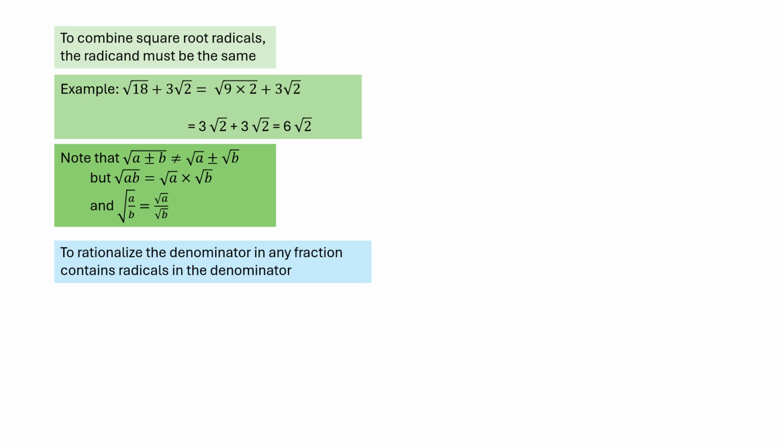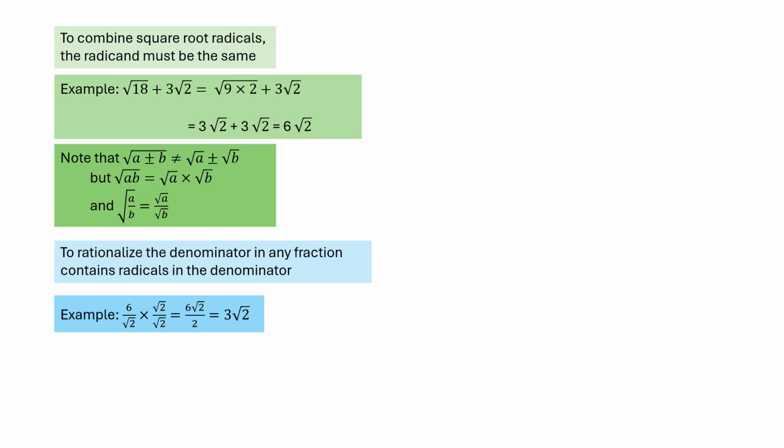To rationalize the denominator in any fraction that contains a radical in the denominator, you can't leave any fraction with a radical in the denominator as it is, because you must remove the radical sign from the denominator. This is the math skill.